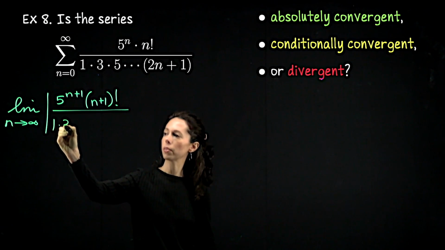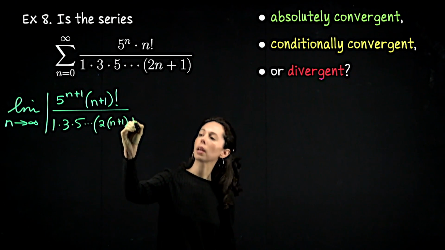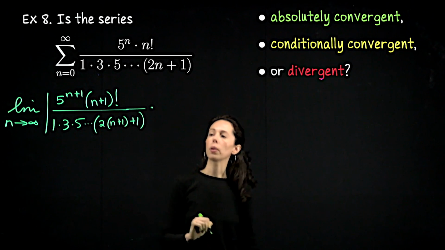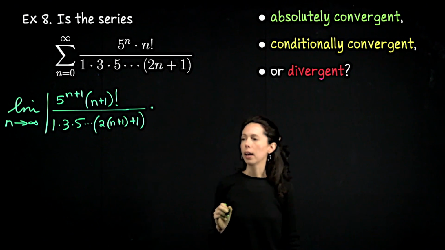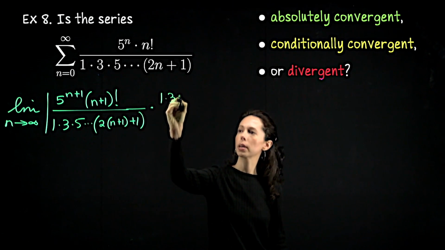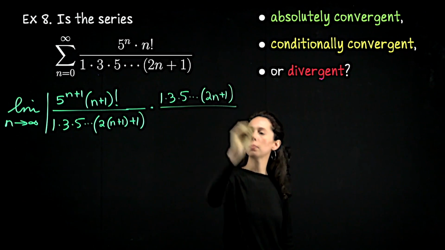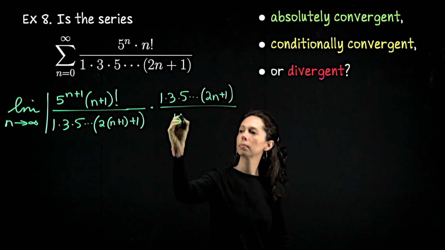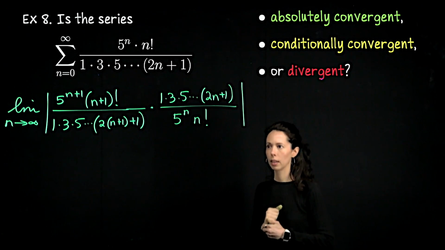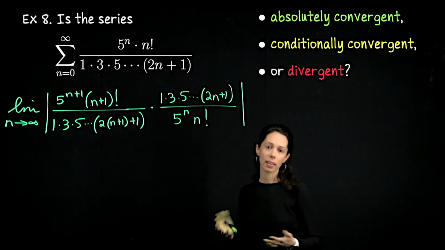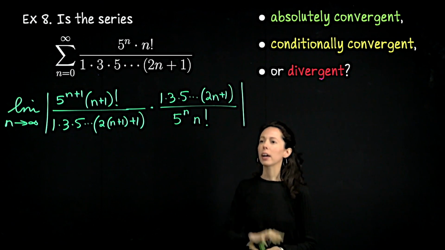So let me write 1 times 3 times 5, dot, dot, dot, up to 2 times the number n plus 1 plus 1. Okay, so that whole expression is the term a sub n plus 1 multiplied by the reciprocal of a sub n, and we will get the product of odd numbers up to 2n plus 1 divided by 5 to the n times n factorial. I have written absolute values here because that's how the ratio test is defined, and you need it whenever your series mixes positive and negative terms. Here, everything is always positive.